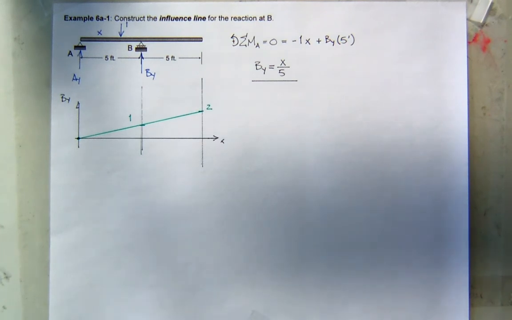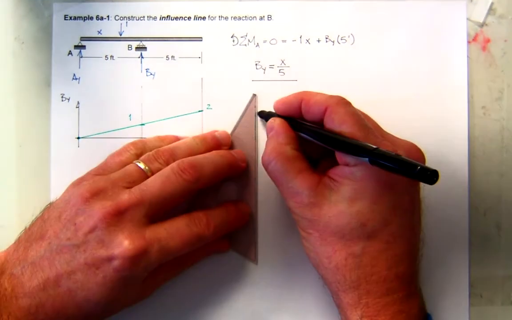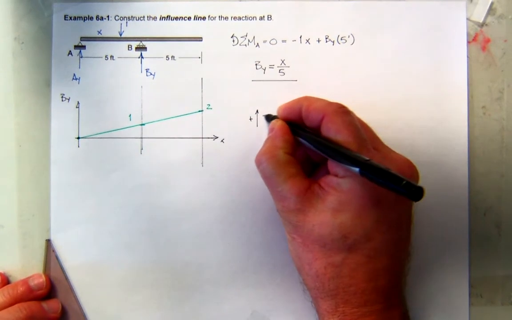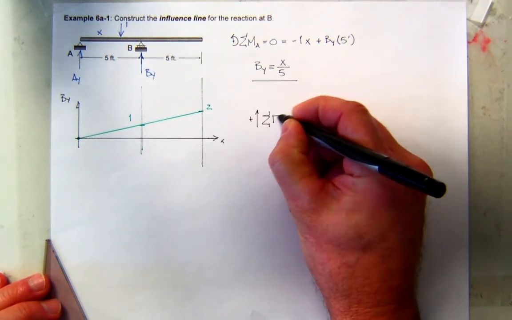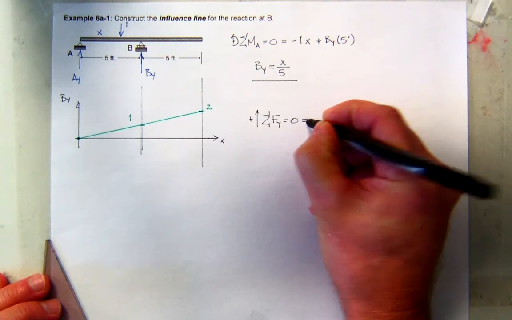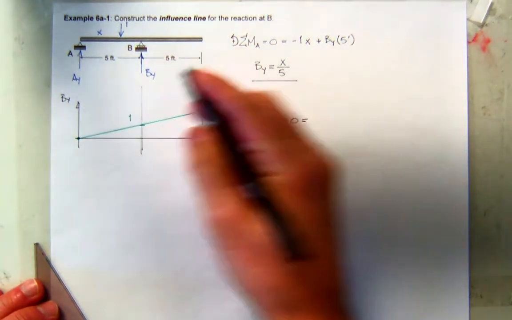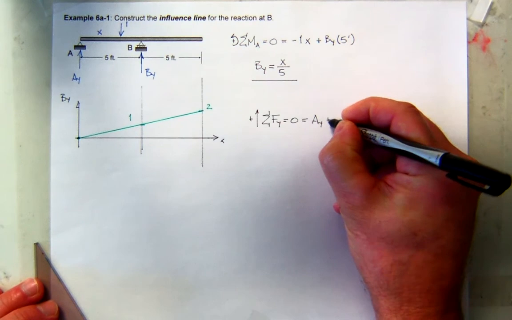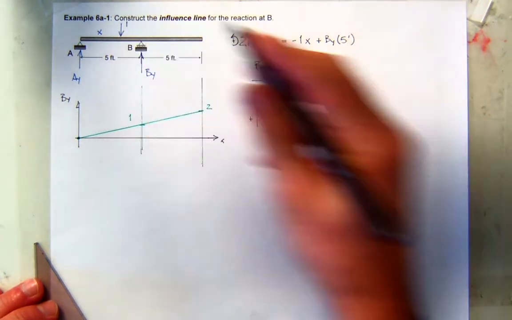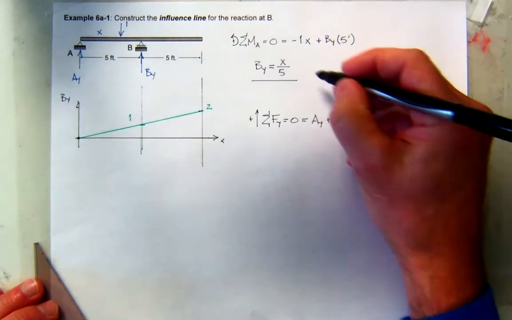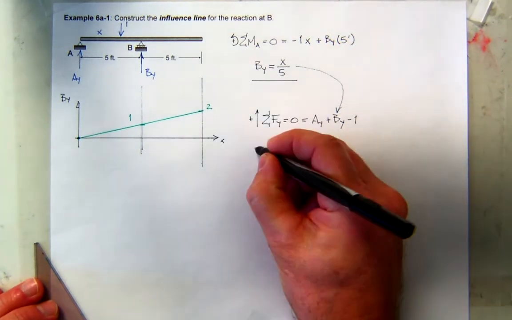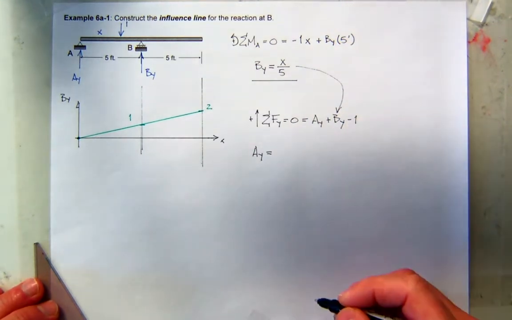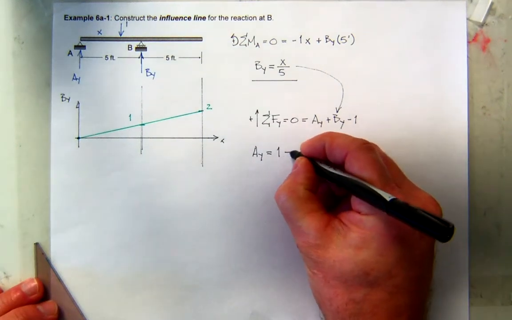What would be the reaction at A? How would you normally find the reaction at A once you found the reaction at B? Well, let's sum forces in the y direction. I think that's called equilibrium. We've done that a few times. So Ay and By are both acting up. That's positive in my sign convention. And then your unit load is down. So when you put By in here and you solve for Ay, what do you get? You get 1 minus By.